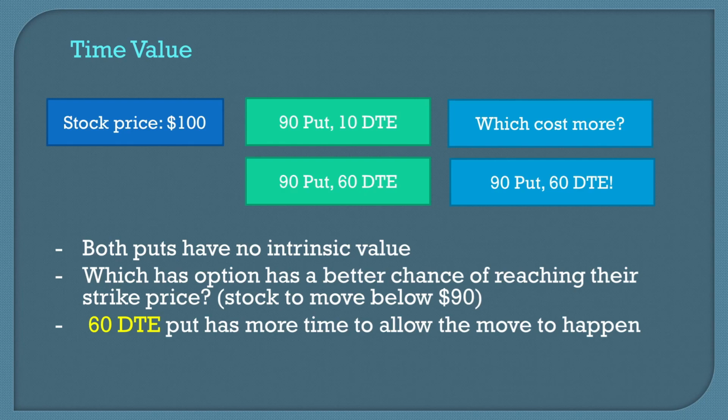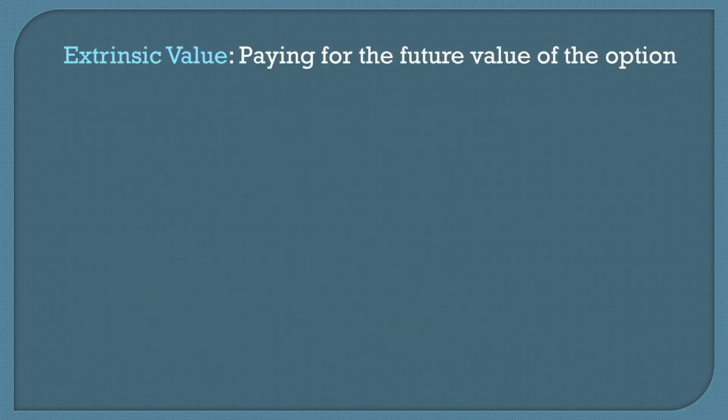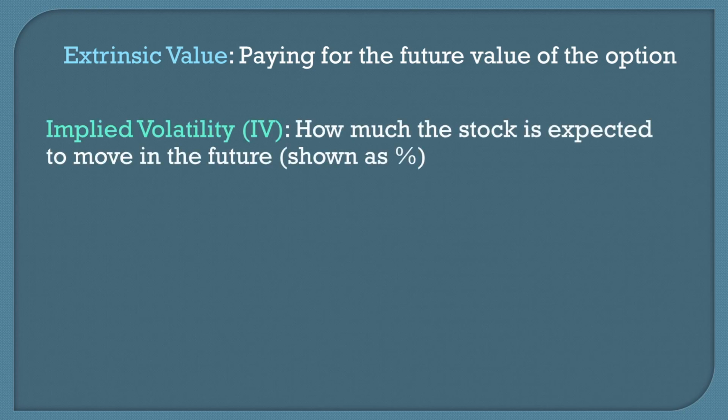Because you are paying for more time to allow the stock to move in your favor so that your option will not expire worthless. Of course, having more time doesn't guarantee that larger moves will happen. Large moves can also happen over a short period of time. To understand this, we look at the other factor of extrinsic value, which is implied volatility. Implied volatility, or IV, can be thought of as how much the stock is expected to move in the future, and it is shown as a percentage.